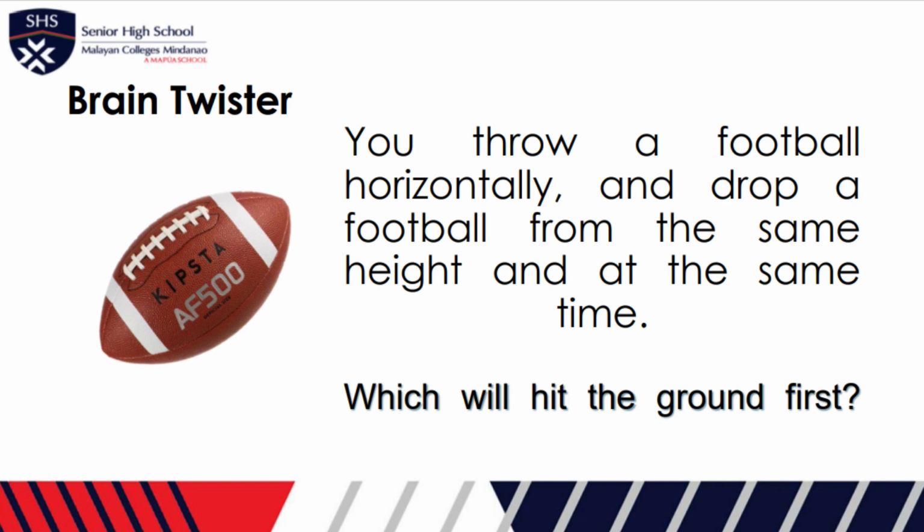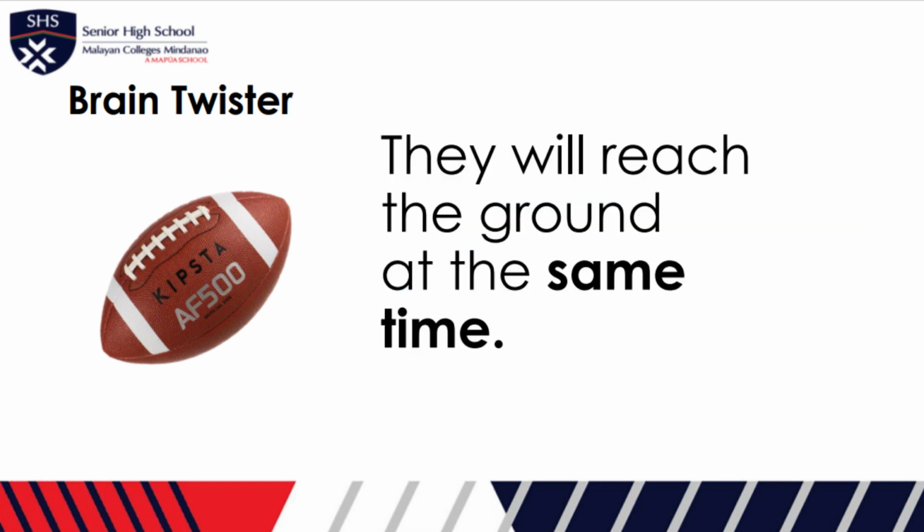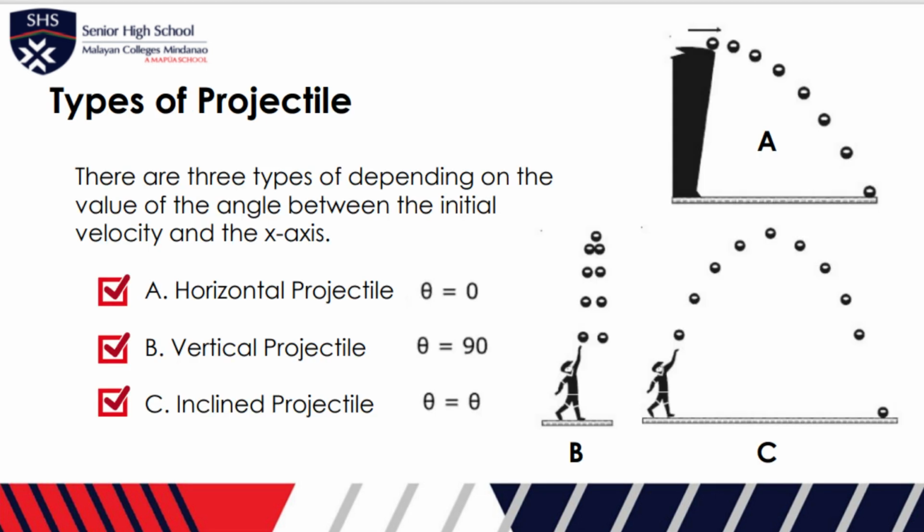You throw a football horizontally and drop a football from the same height and at the same time. Question: which will hit the ground first? It is very basic that both of them will reach the ground at the same time, at the same moment. Moving on, there are three types of projectile: the horizontal projectile, where the angle is equal to 0, the vertical projectile, where the angle is equal to 90 degrees, and the inclined projectile, which depends upon the angle of the inclined object.